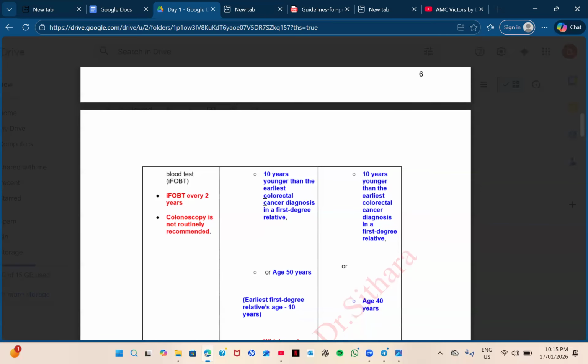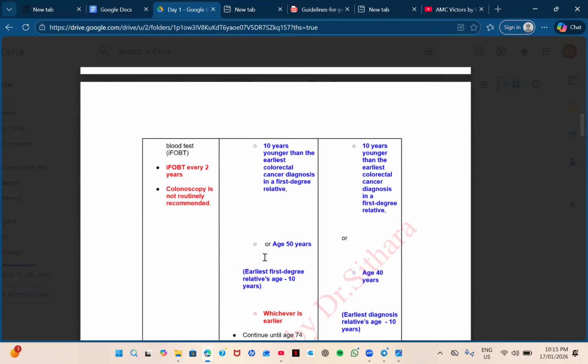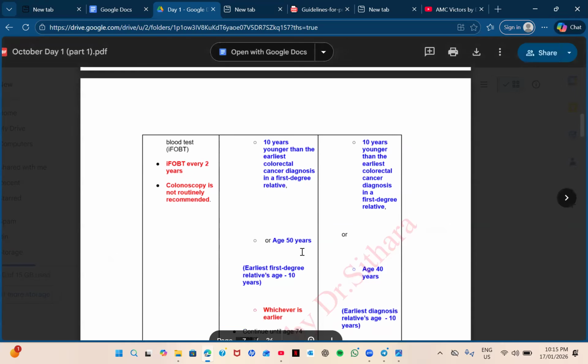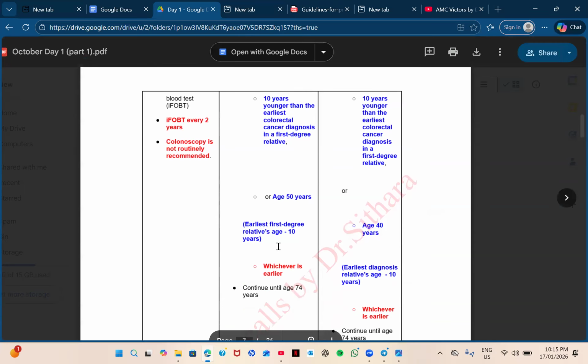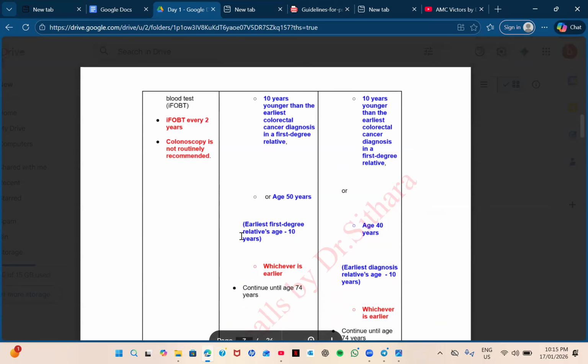45 years of age. Yeah, 45. Why? Because his first degree relative, the father, is diagnosed at 55. So here they have clearly mentioned 10 years younger than the earliest colorectal cancer. So the earliest colorectal cancer was diagnosed at 55, you have to minus 10 years from this 55. So that means 45 years, or age 50 years, whichever is the earliest. So that you should remember, and continue till 74 years.